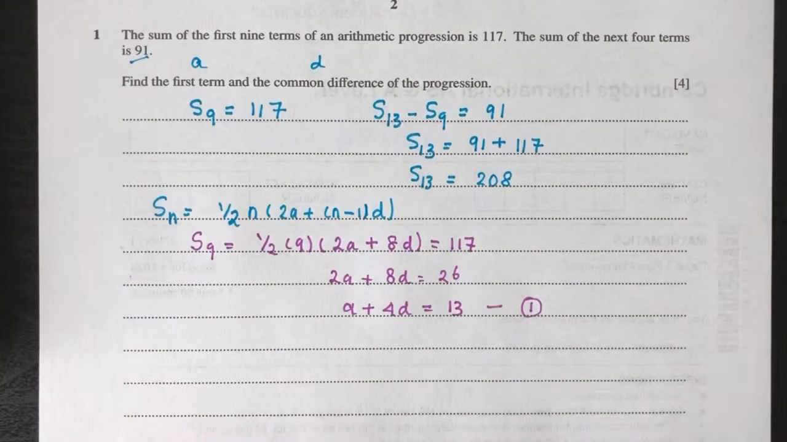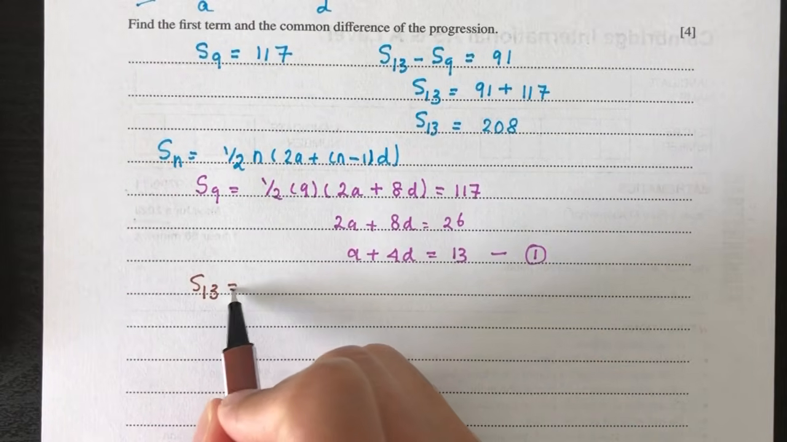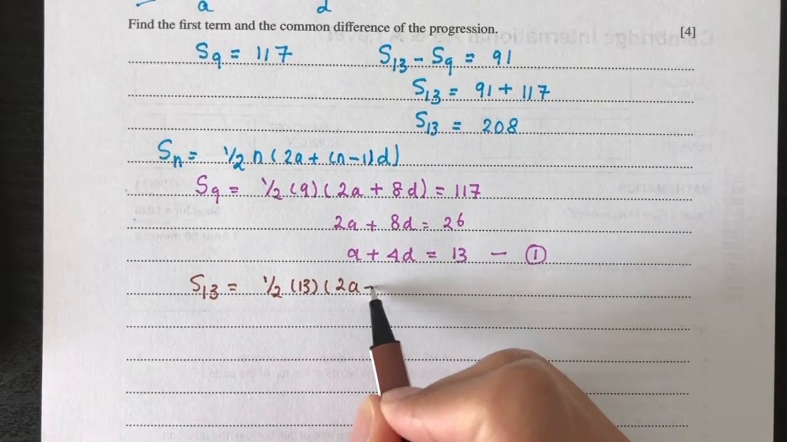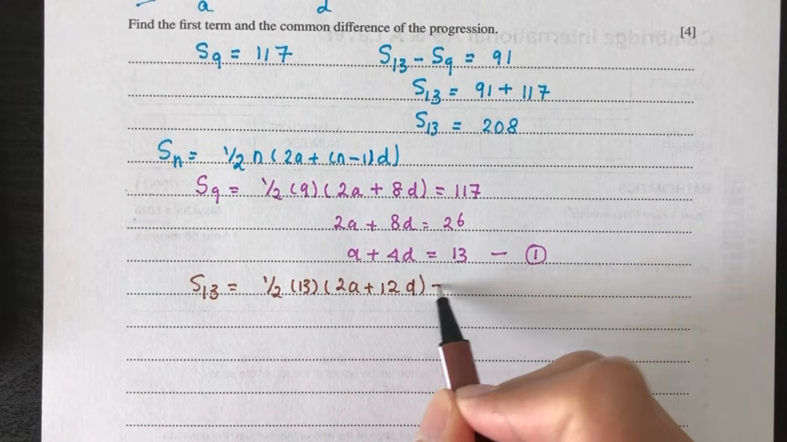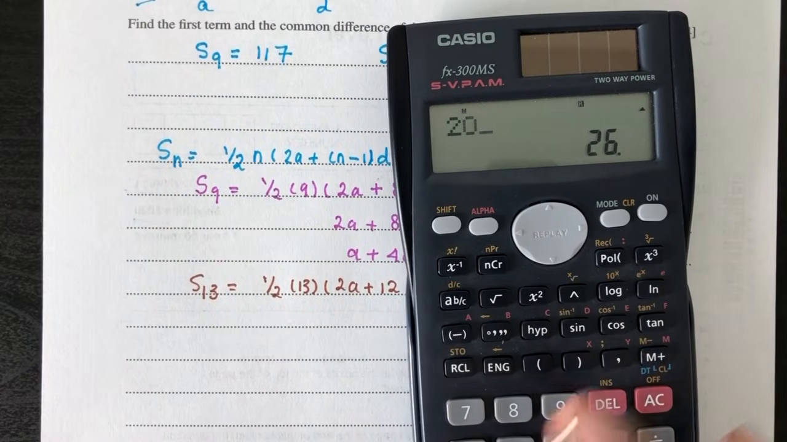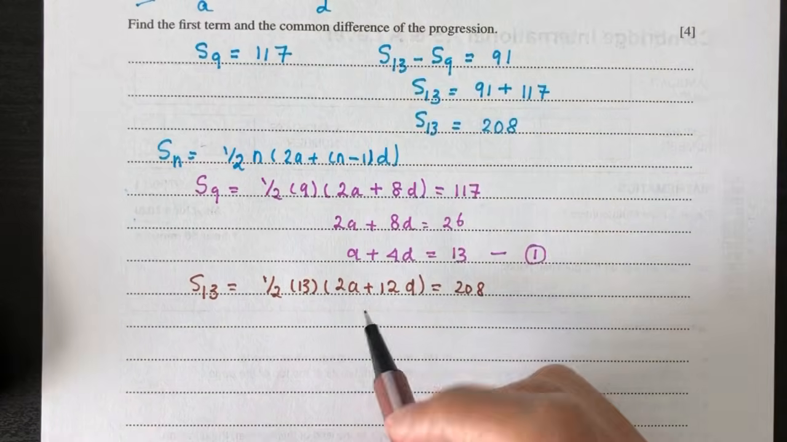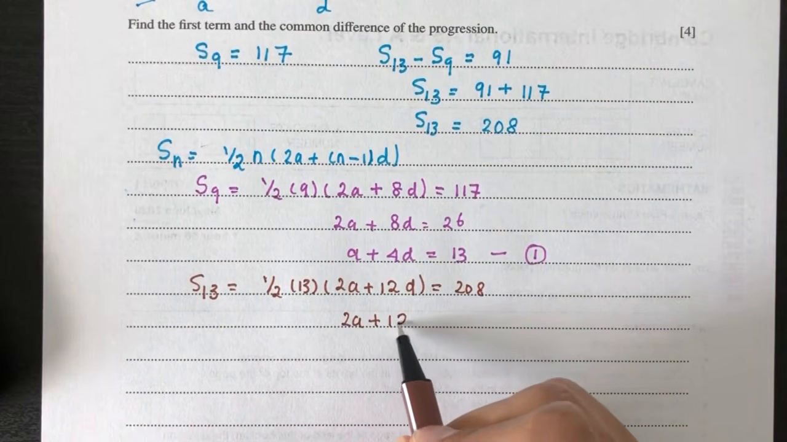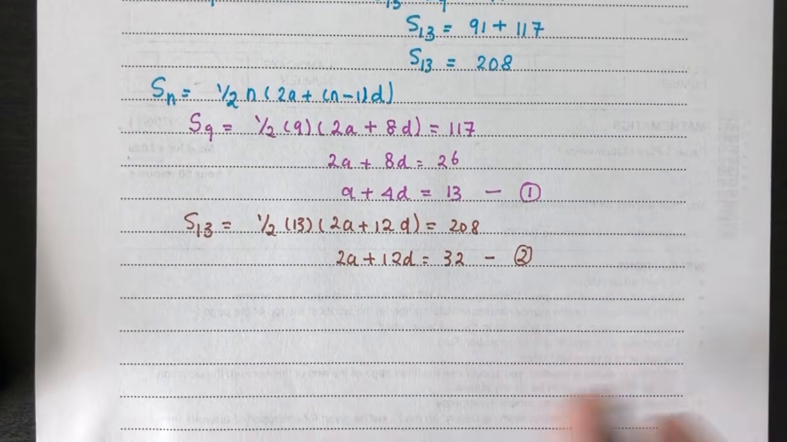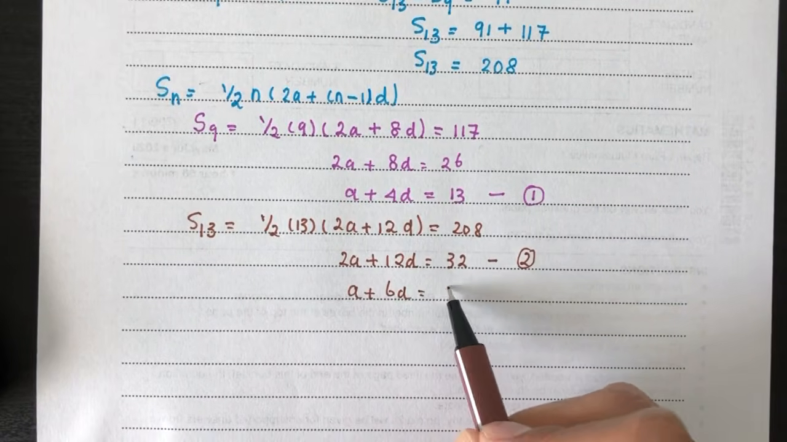Now do the same thing to find equation number 2. So for this one, S13, that will be half of 13 times (2a plus 12d) equal to 208. Now same steps, 208 times 2 divided by 13, that will be 32. So 2a plus 12d equal to 32. Okay, so now we have 2 equations, so we can simplify this as well. That will become a plus 6d equal to 16.